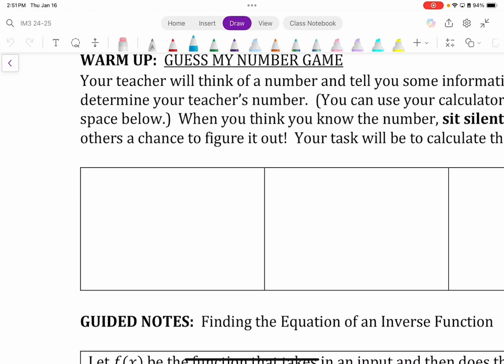Posada. 4. That is correct. 4 doubled is 8, right? Now, if I did it like this, I'm thinking of a number x times 2 plus 3 is 11. If you solve backwards, you get x equals 4. All right? Okay, that one was a little easy.